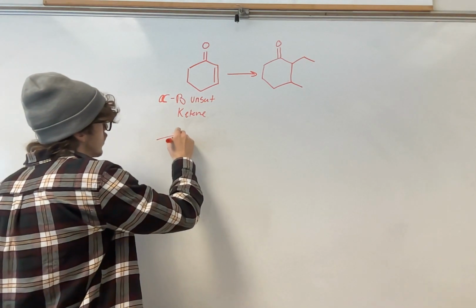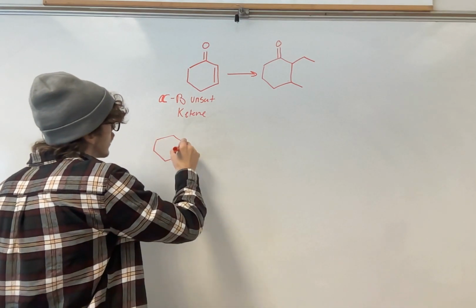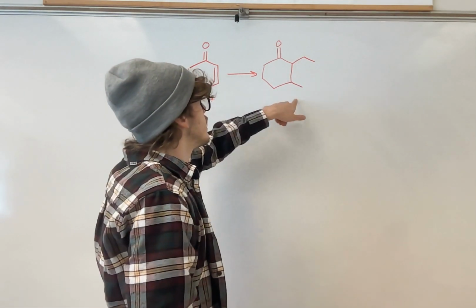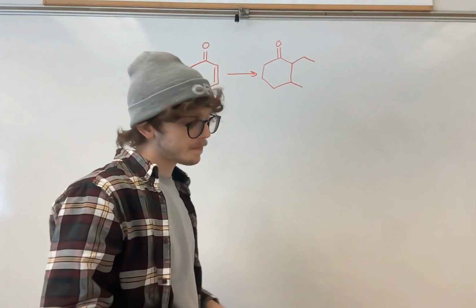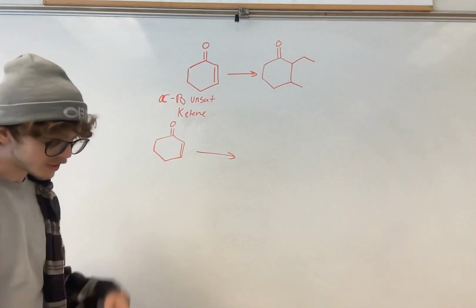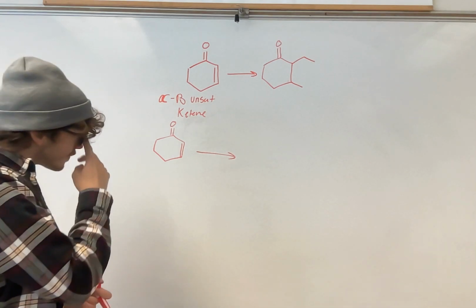Let's start with our starting material. And I'm going to ask myself, how can I add an ethyl group and then a methyl group, or a methyl group then an ethyl group? Well, I know with Michael reactions that it's going to add beta. It's the best position to do so, right?